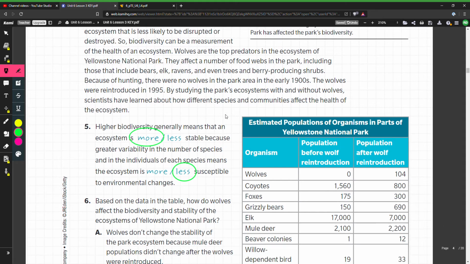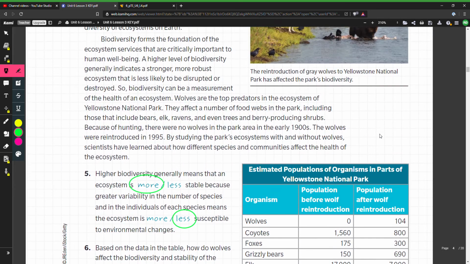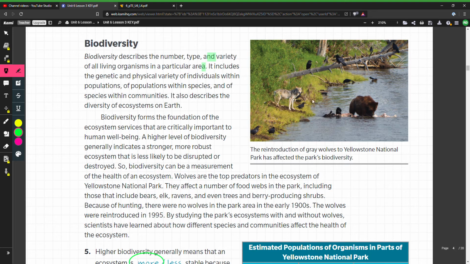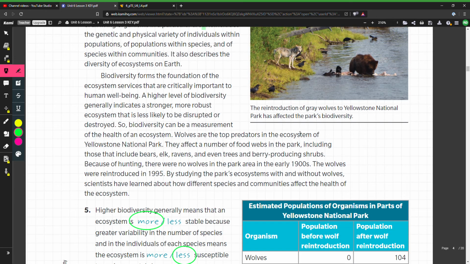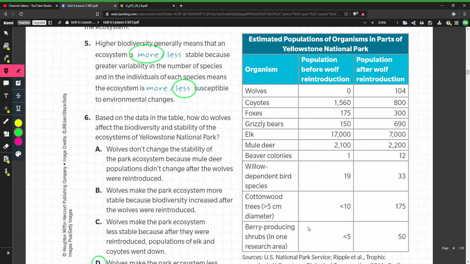And so down here it talks about Yellowstone National Park, before and after wolves were introduced. So wolves at one point in time in the United States were basically completely eradicated. They were hunted almost to extinction. And then they decided that they were going to start reintroducing them in the 90s back into Yellowstone. So this is what they saw happening.